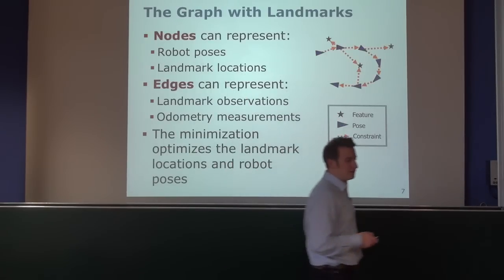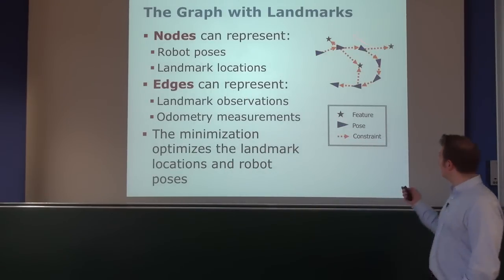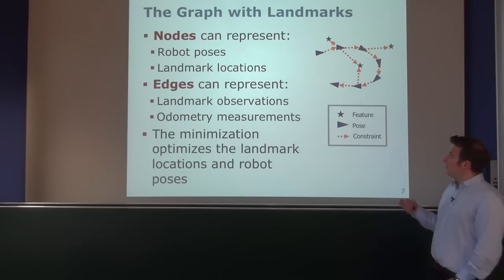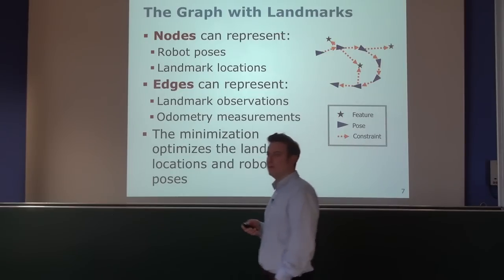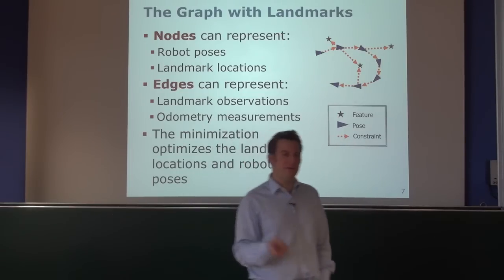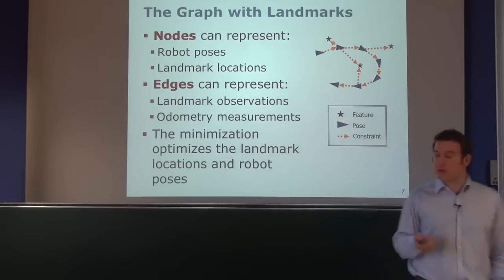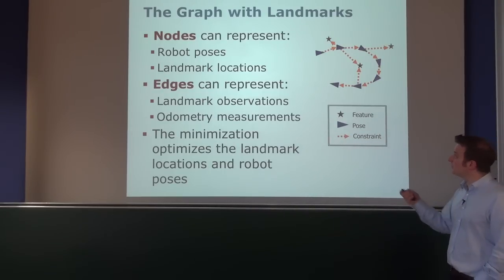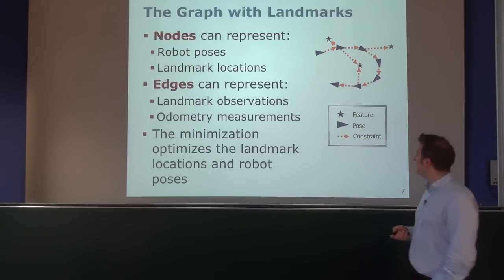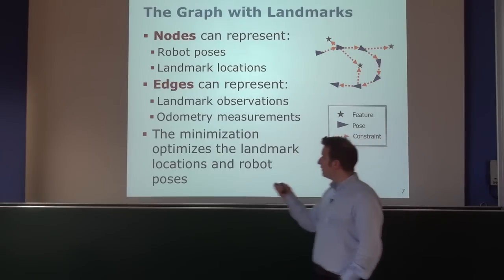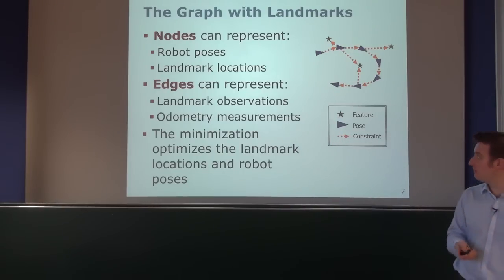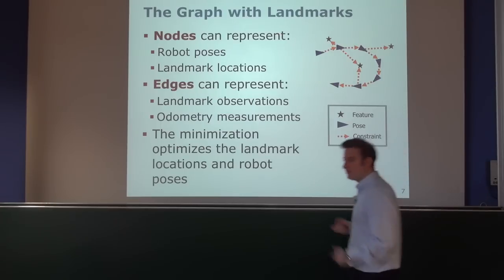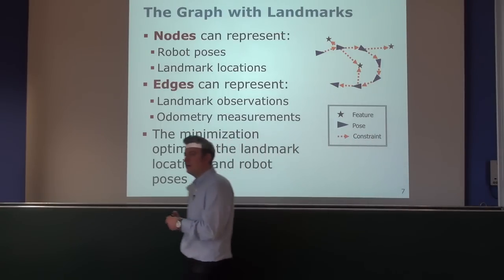Okay, so in the graph that we have now, we have two types of nodes. One is the robot poses, which are, again, our blue triangles over here. And we have the features, so our landmark locations, which are the stars over here. The edges that we typically have are again one type of edge for the observation. That's a different observation than the virtual observation that we had before.